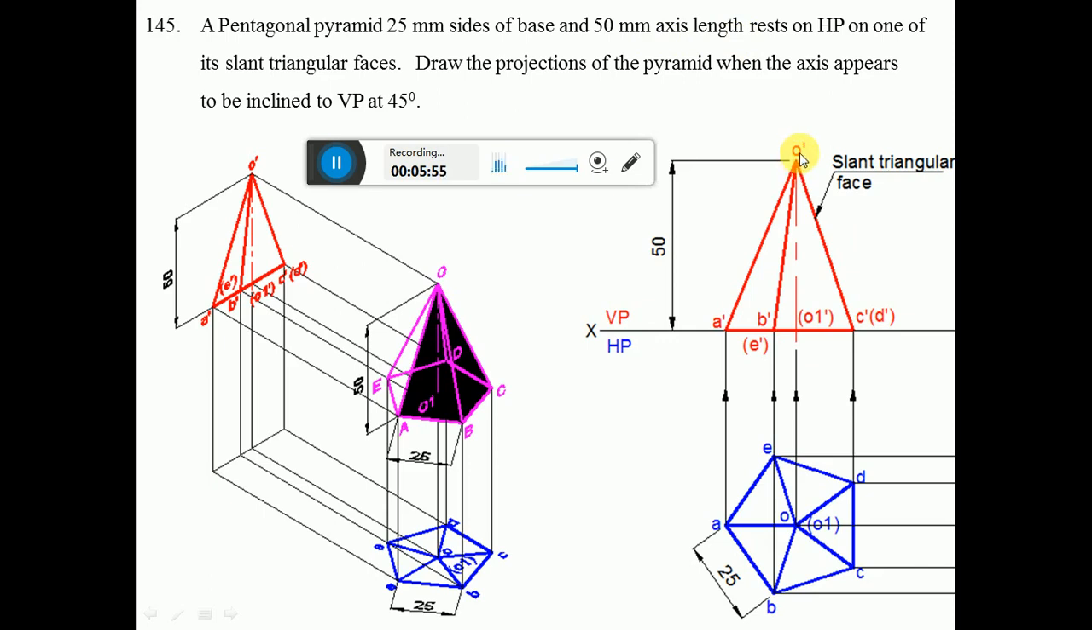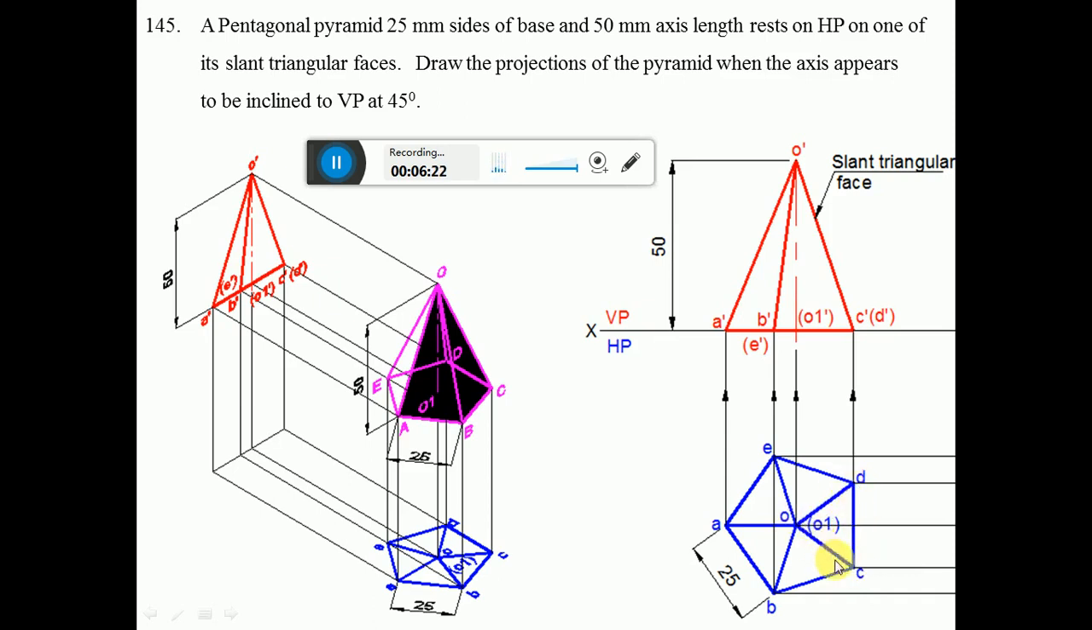Then join O dash to A dash, O dash to B dash and O dash to C dash with dark lines, and then darken the line A dash to C dash. So this side is a slant triangular face, whereas this side is a slant edge. How do we know that? When you look from the top view, O dash, C dash, D dash is the triangular face, whose top view will be OCD. So OCD, if you see here, you have a triangle.